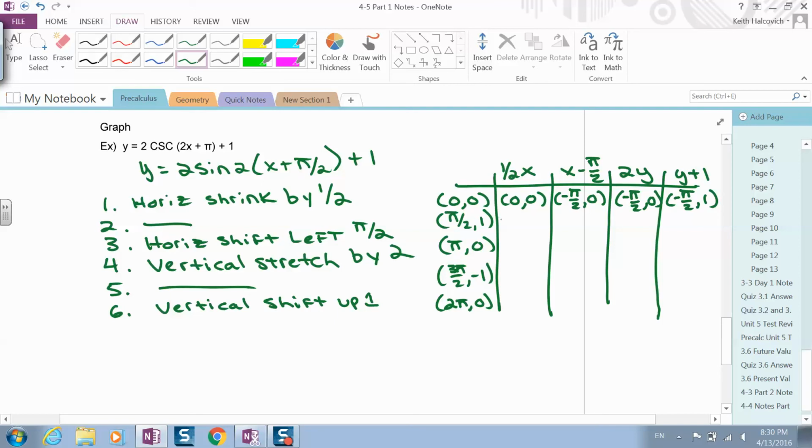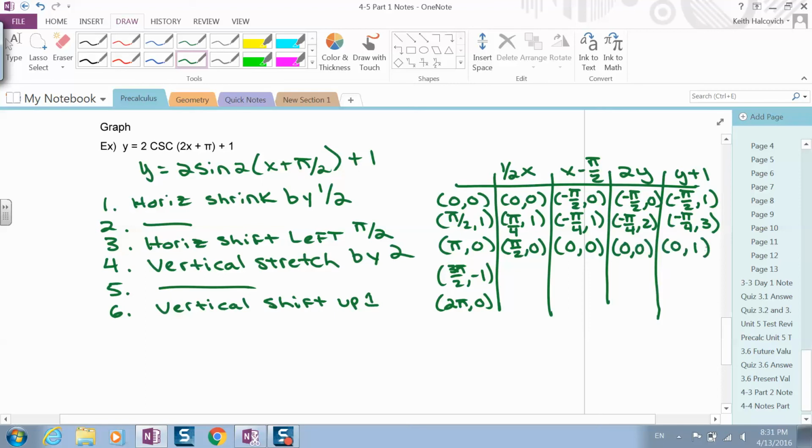1/2 of pi over 2, actually sorry, this is pi over 4. Minus pi over 2 gives you negative pi over 4. And then times 2 gives you 2. And then plus 1 gives you 3. Half of pi is pi over 2. Minus pi over 2 is 0. Times 2 for the y is 0.